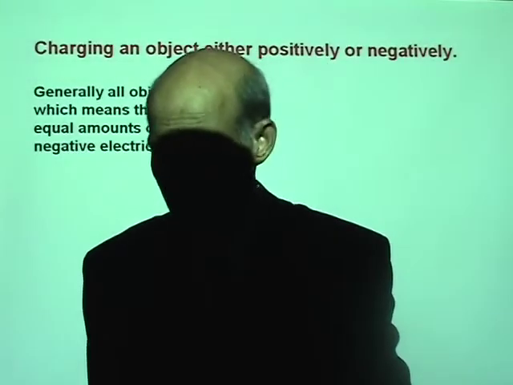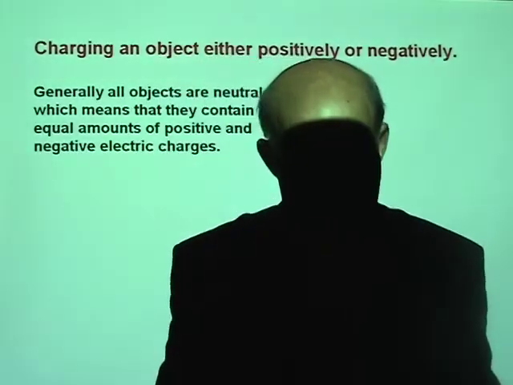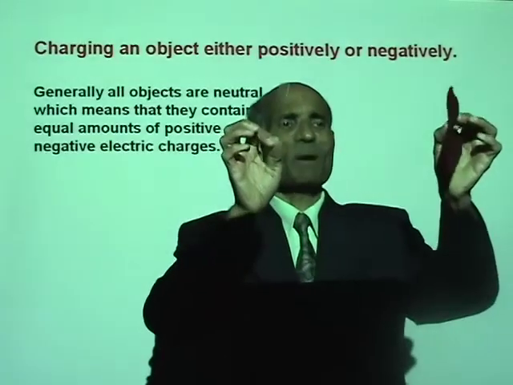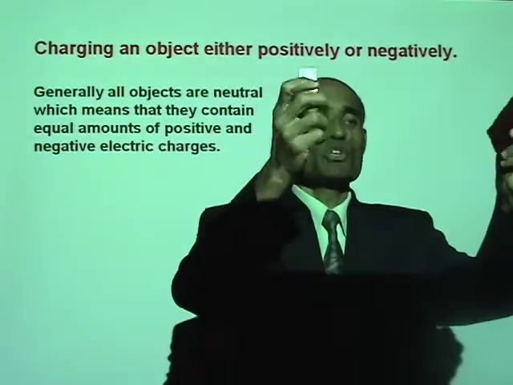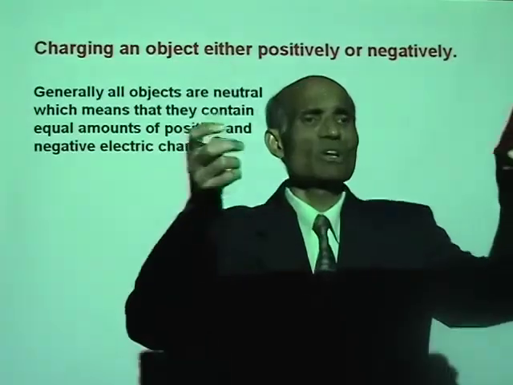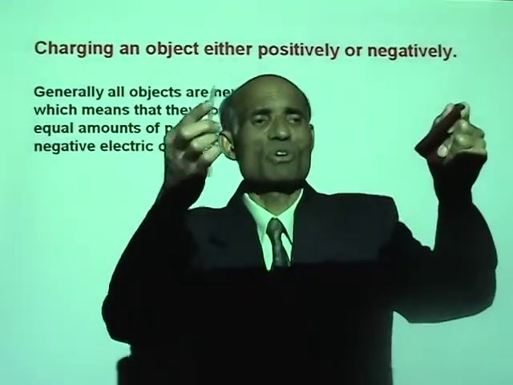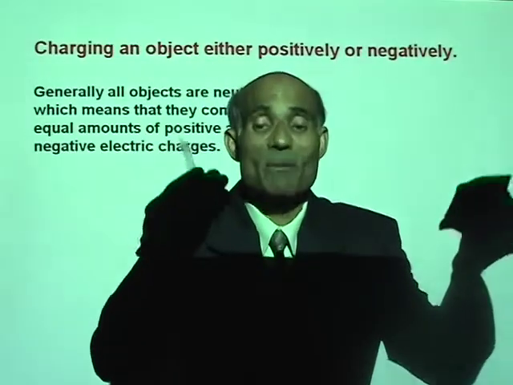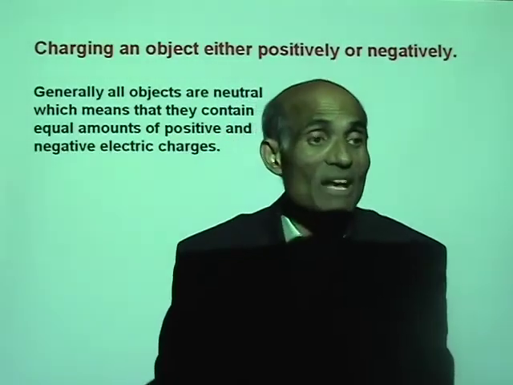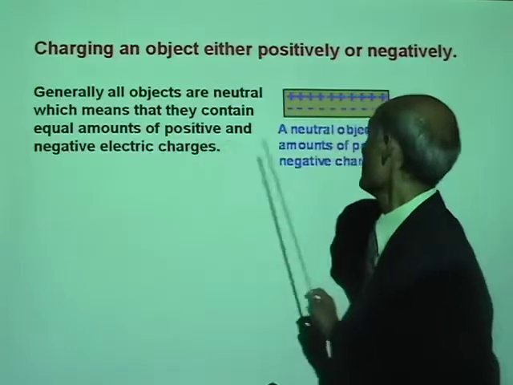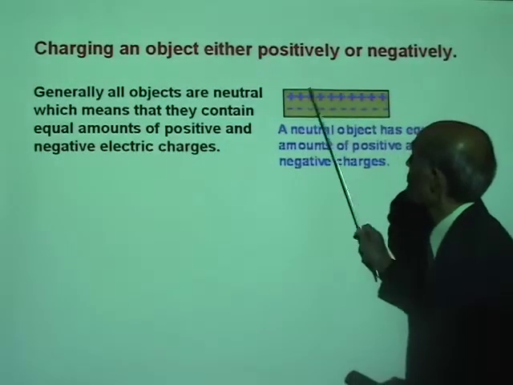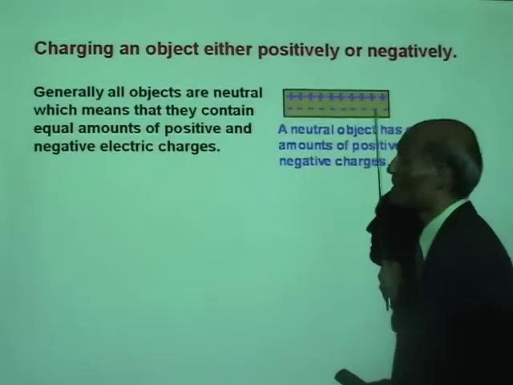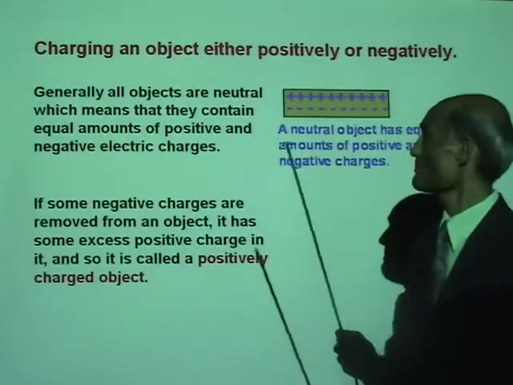You see, I showed you how I charged this plastic rod by rubbing it onto this. Now, normally this is neutral and this also is neutral, which means that each of these contains equal amounts of positive and negative charges. So this is a neutral object. It contains as many positive charges as there are negative charges.